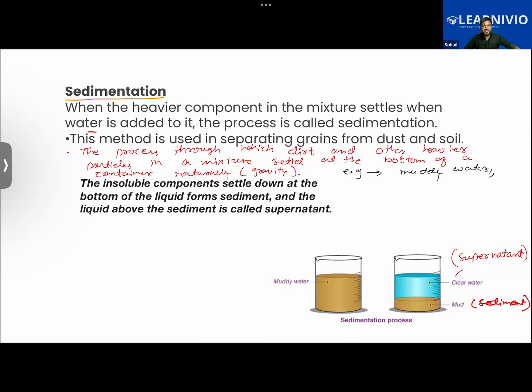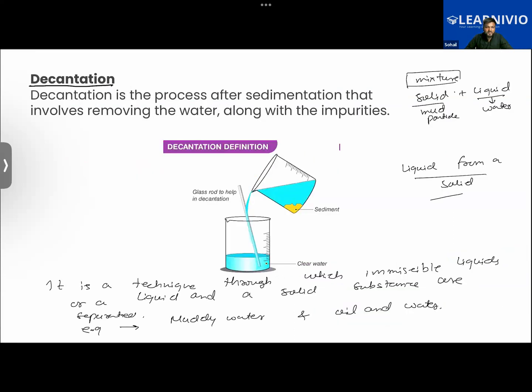In the case of decantation, we did learn that decantation will be of two types. One where you would be separating the liquid component of the mixture from the solid component, that is the sediment that has settled at the bottom, with the help of a glass rod, because this will avoid the spilling of water outside the beaker. So decantation is done here.